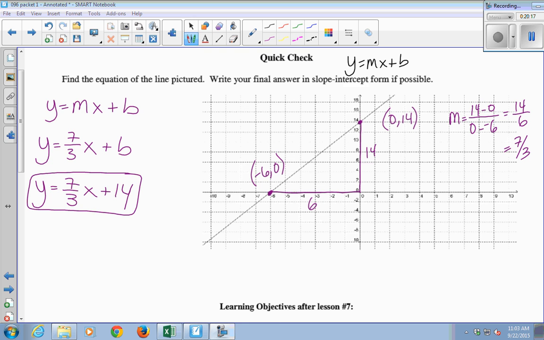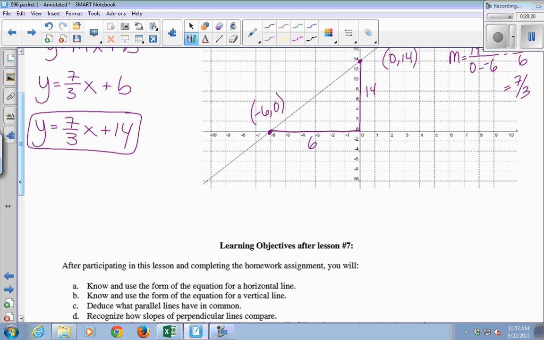But if you like the algebraic way, I'm just going to do it really quickly underneath here. So if I have y equals 7/3 x plus b, pick any point on your line. I could pick (0, 14) or (-6, 0). Plug in the x coordinate for x and the y coordinate for y and solve for b. So let's plug in (-6, 0). I put in 0 for y, -6 for x, and I can solve for b.